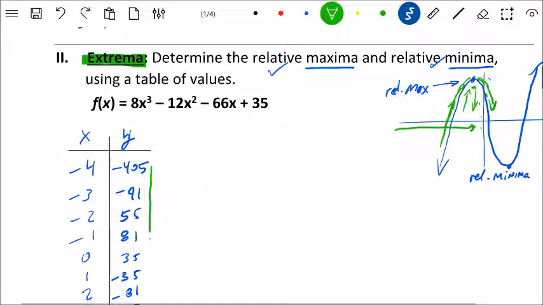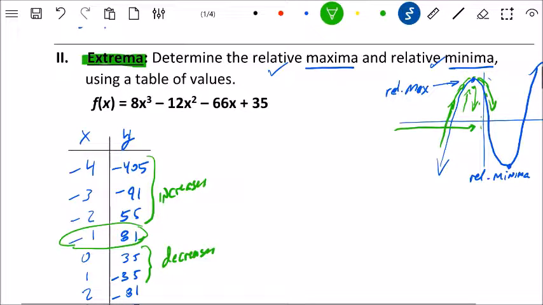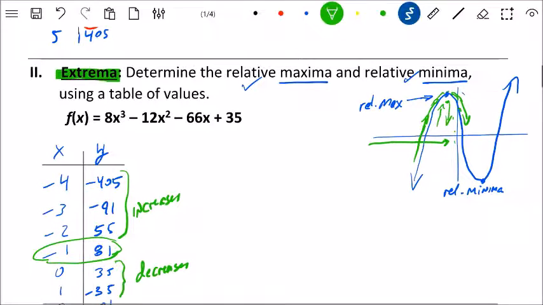So what's happening is it increases, and then here it decreases. That makes this part like the highest point. Now it might be like -1.1 or -0.982 or something like that, but it's still in the table of values, that's the closest. So this relative maximum here is probably that.